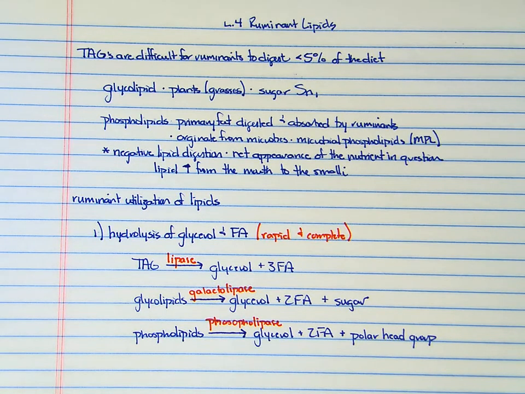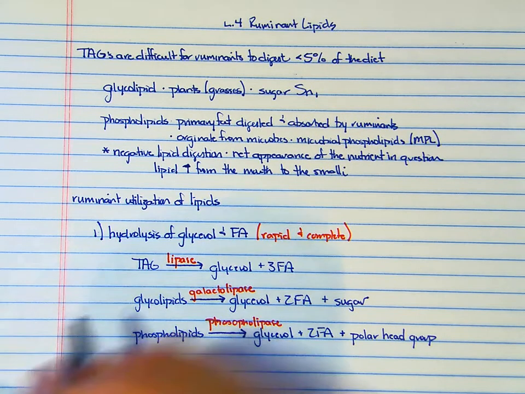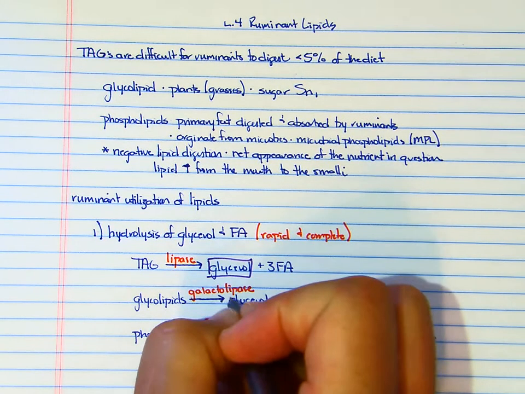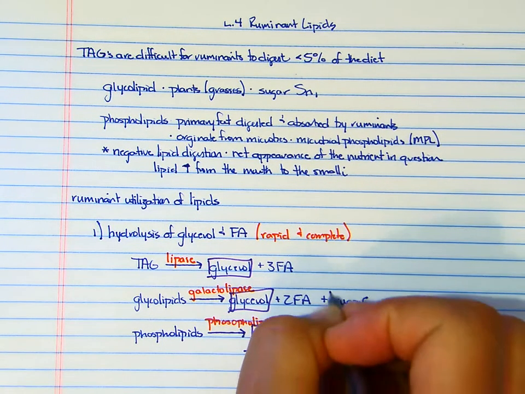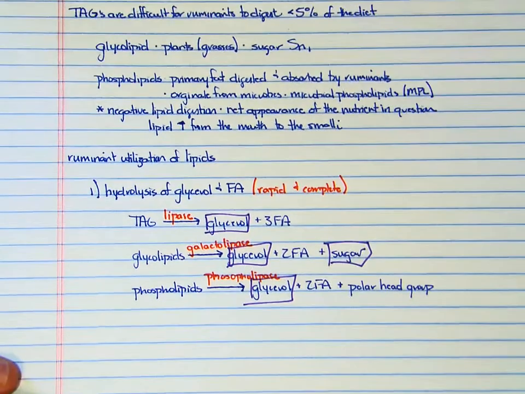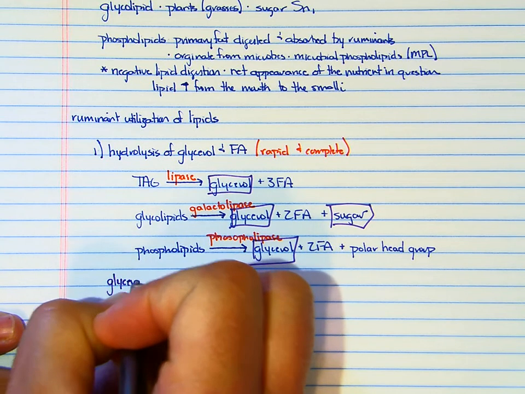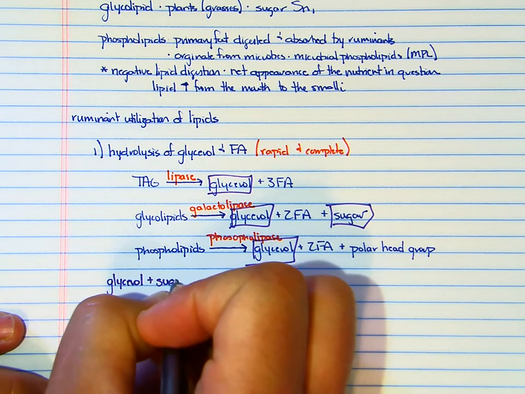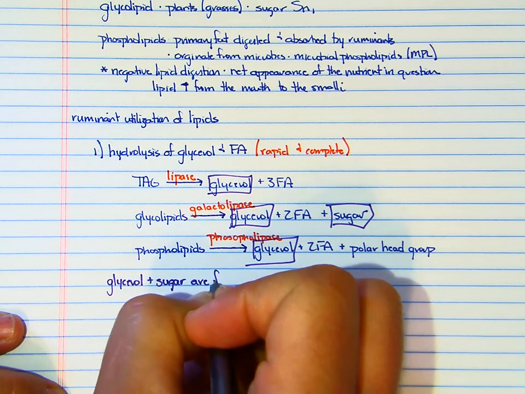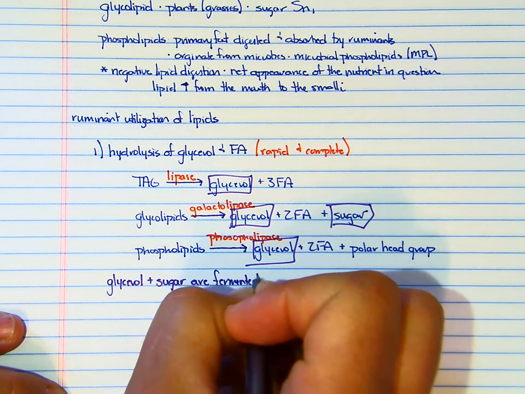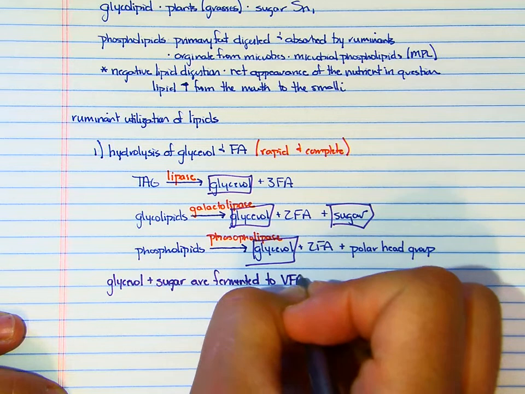Okay. Now the key thing is all three of these enzymes are of microbial origin. So they are microbial or bacterial enzymes because this process is happening in the rumen. Okay? And as a result of this process happening in the rumen, the glycerol and the sugar, so glycerol and sugar, are fermented to VFAs.